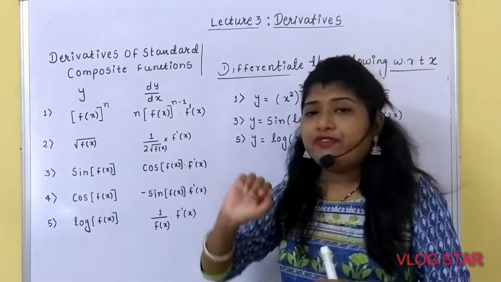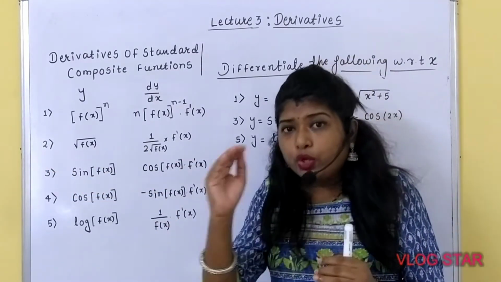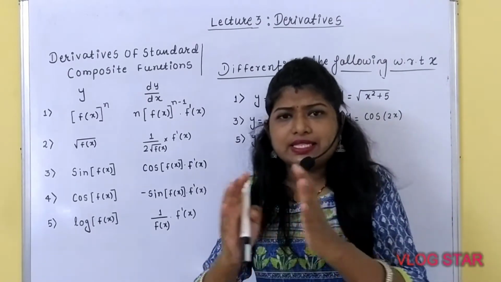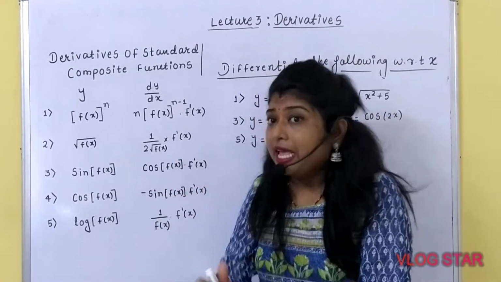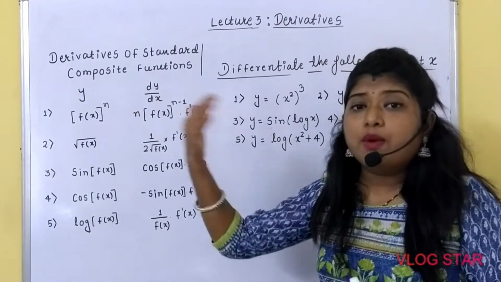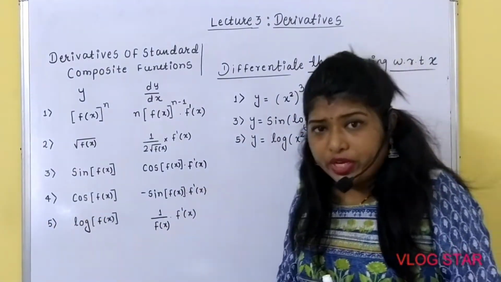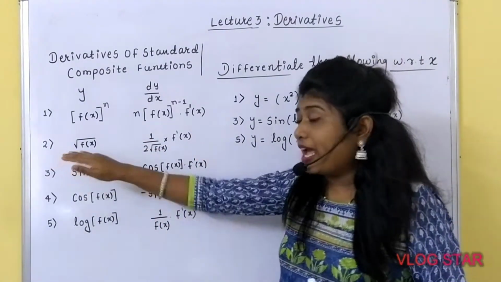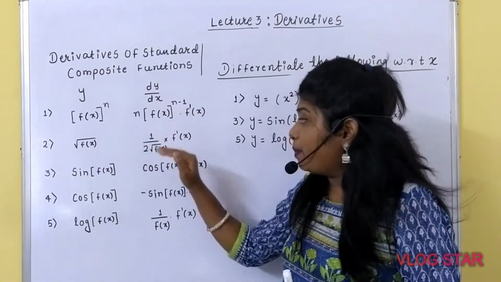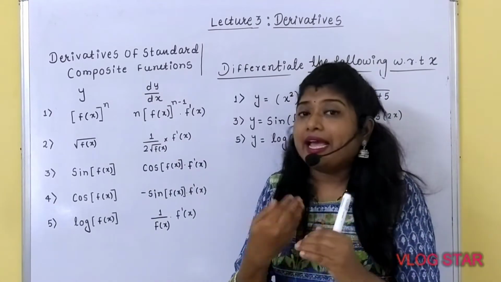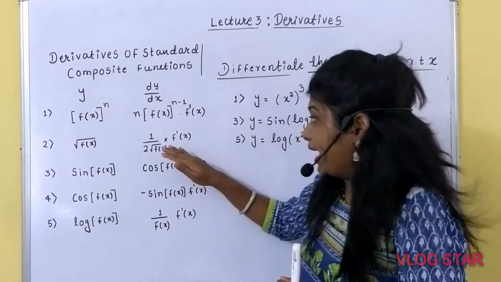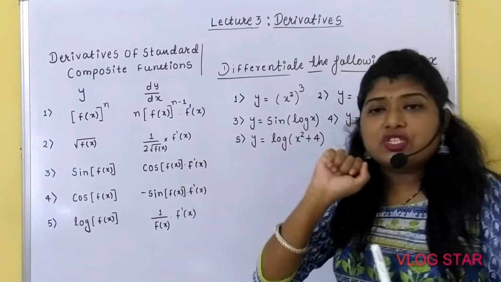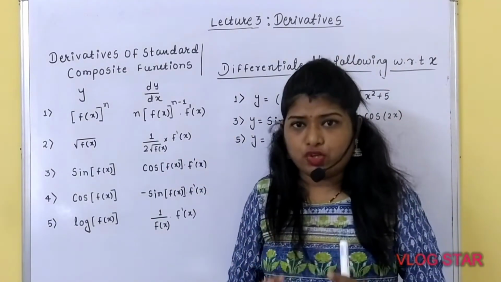Coming to the second formula, what is given? Root of x. For a normal function, the derivative of root of x is 1 upon 2 root x. Now if I am talking about the composite function, what do we need to do? We take the derivative of root f of x as 1 upon 2 root f of x, and as I said, again you need to take the derivative of this function, that is f of x, which is nothing but f dash of x.